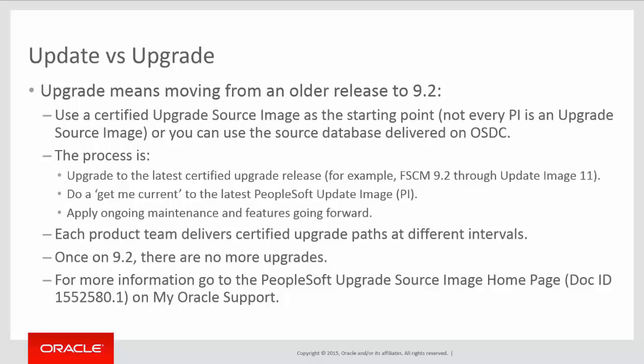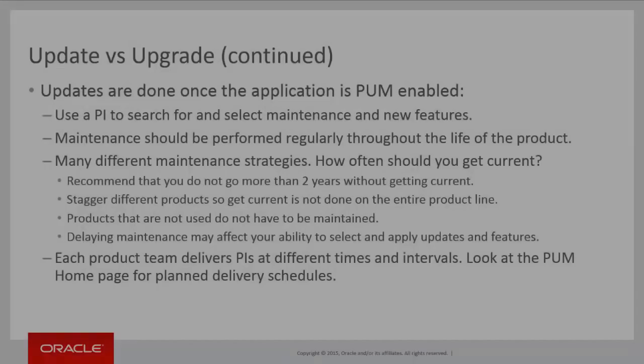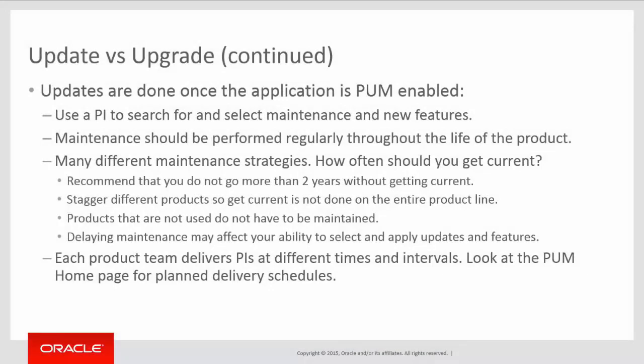Once you're on 9.2, all maintenance is through updates, not upgrades. Once the application is PUM enabled, all changes to the system from PeopleSoft are considered updates. PUM enabled means the application gets all maintenance from update images. All 9.2 applications are PUM enabled, and the Interaction Hub on 9.1 is as well. The process is to use the latest update image to search and select maintenance and new features to apply to your system. Both what to apply and when to apply it are at your discretion and will be continuously performed through the life of the product. There are best practices and recommendations that we can provide. The general rule of thumb is the longer you go without applying maintenance, the more difficult it will be when you need to apply maintenance or take a new feature. And that makes sense.